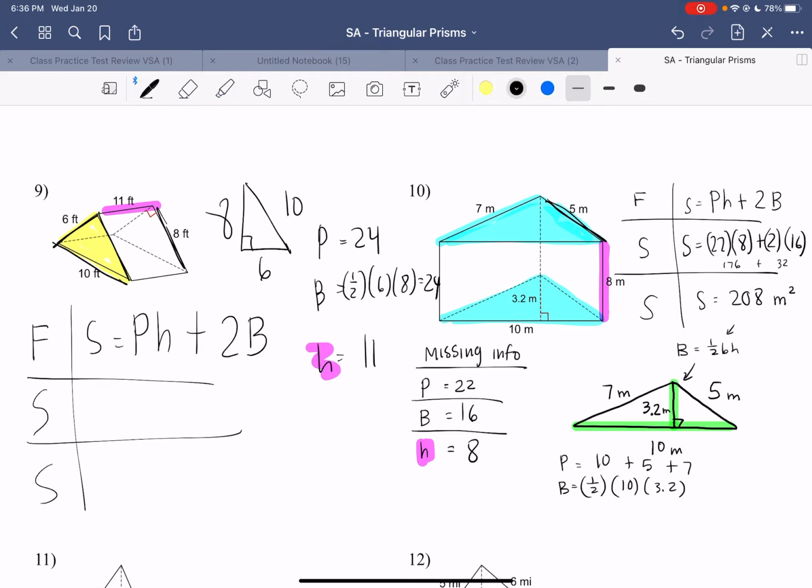And we can substitute. The perimeter of the base is 24 times the height of the prism, 11, plus 2 times the area of the base, which is 24. So 24 times 11 plus 2 times 24 is 312 feet squared.